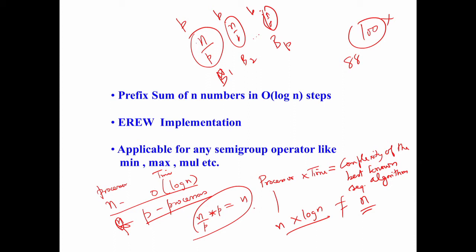Okay. What is optimality in the context of parallel programming? The processor into time product should be equal to the complexity of the best known sequential algorithm. Is it okay? All of you? It's fine?